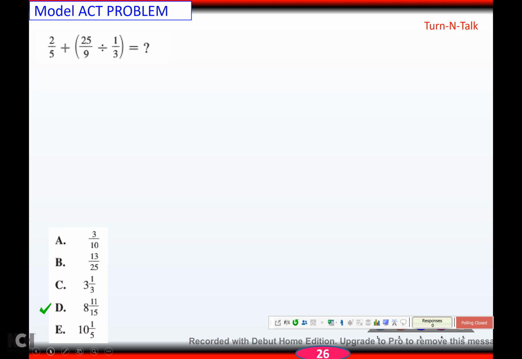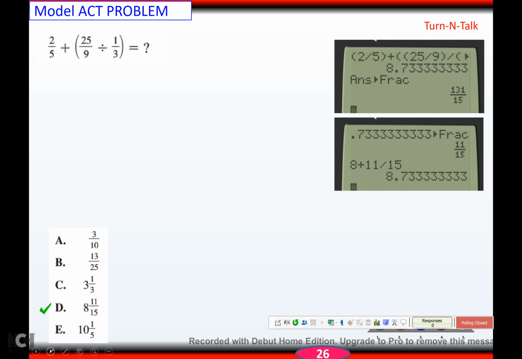And hopefully you got 8 and 11/15. I type it in, 2/5 plus 25 divided by 9 divided by 1 divided by 3. I get 8.73 repeating. As a fraction is 131/15, which isn't here because this is improper. So this tells me it goes 8 whole times. And I typed the 0.73 repeating, math entered it, and got 11/15. Or you can say 15 goes into 131 8 times. 8 times 15 is 120, and that leaves 11 left over. So it would be 8 and 11/15.